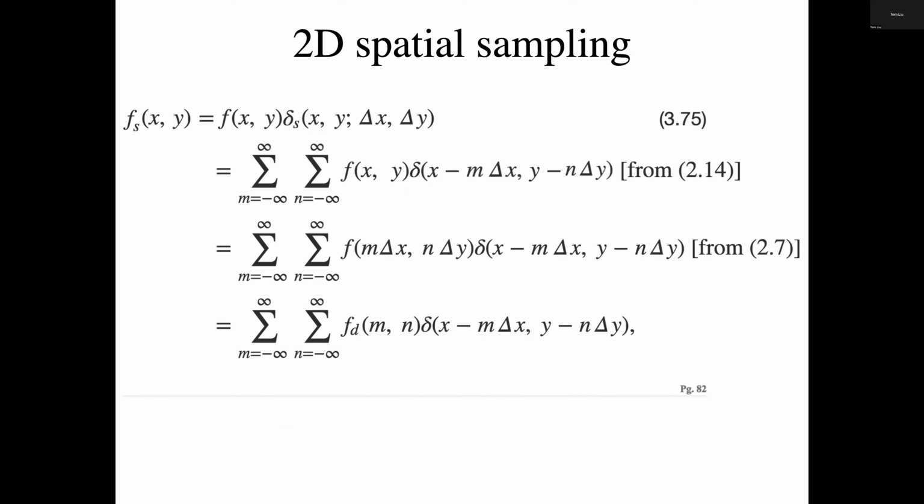Same thing in 2 dimensions. Everything works in 3 dimensions for that matter, but you just make the delta function a 2D delta function, and now you have a set of numbers, but they're indexed with 2 indices, depending on where you are in the plane.